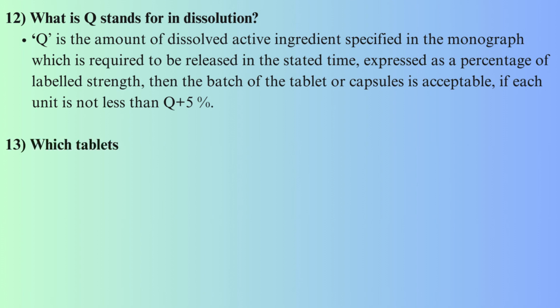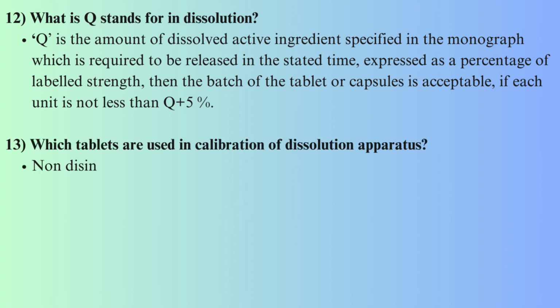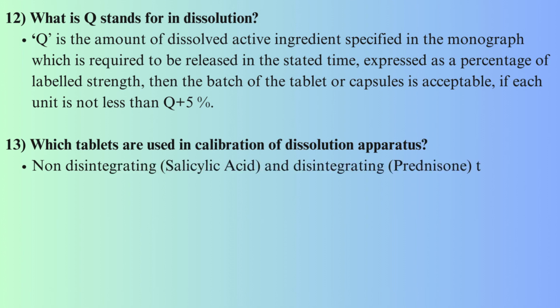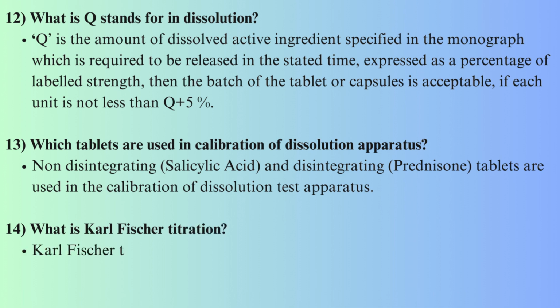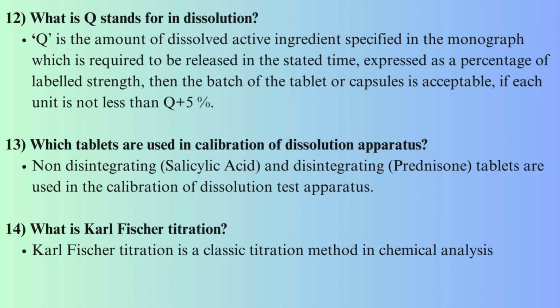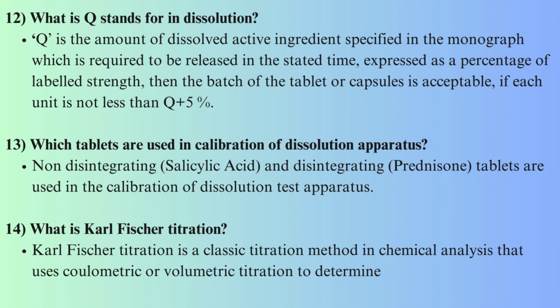Which tablets are used in calibration of dissolution apparatus? Non-disintegrating, salicylic acid, and disintegrating, prednisone tablets are used in the calibration of dissolution test apparatus. What is Karl-Fischer titration? Karl-Fischer titration is a classic titration method in chemical analysis that uses coulometric or volumetric titration to determine trace amounts of water in a sample.